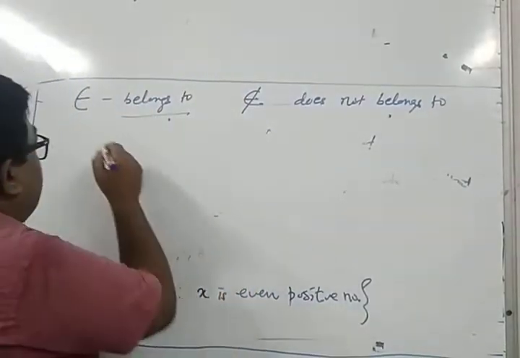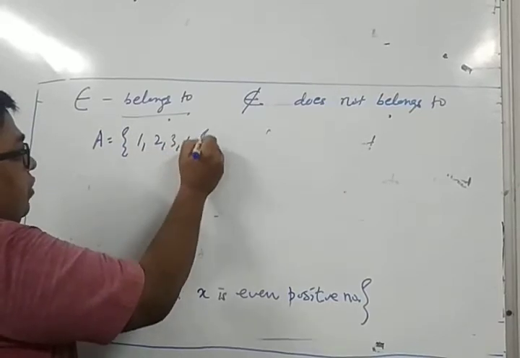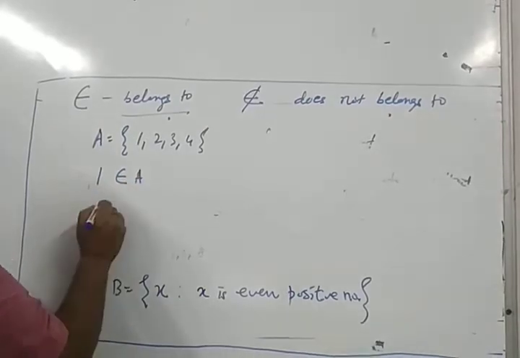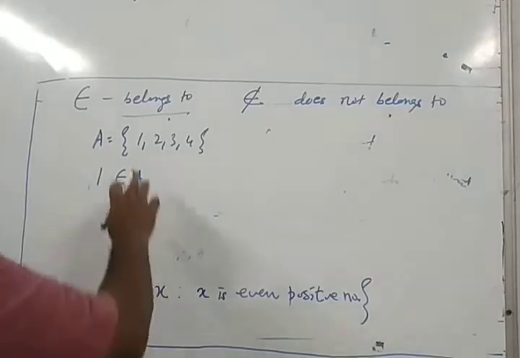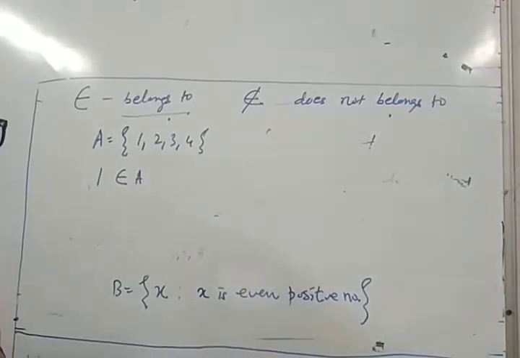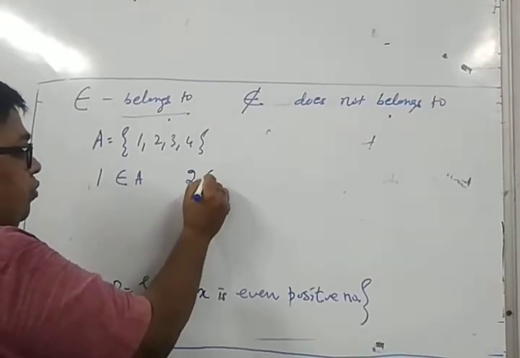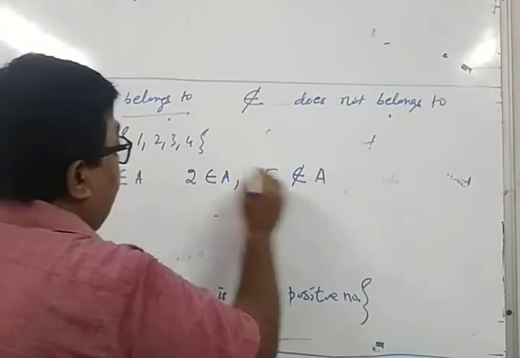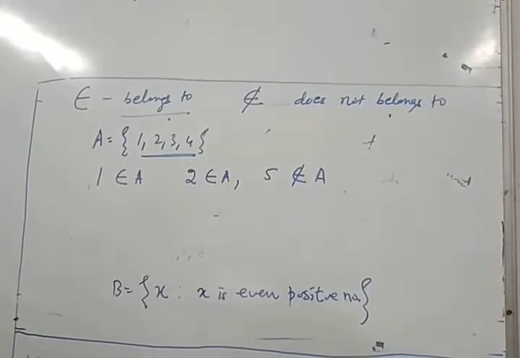So simply, say a set A has elements 1, 2, 3, 4. Here 1 belongs to A, because 1 is existing, 1 is present in A. 1, 2, 3, 4 are the elements of A. So we will write 1 belongs to A, and again 2 belongs to A. And 5 does not belong, because 5 is not existing. 5 is not part of A. That is, 5 does not belong to A.